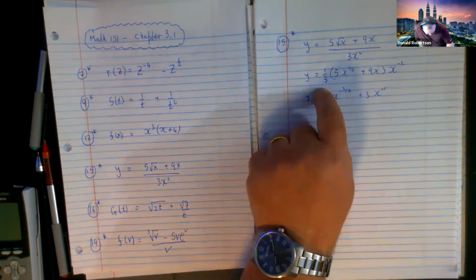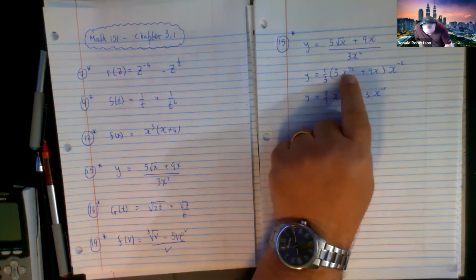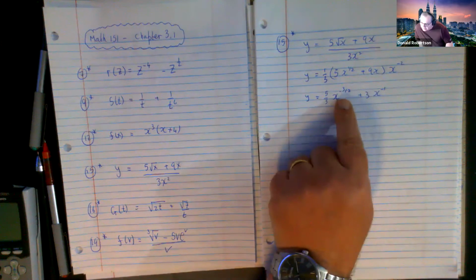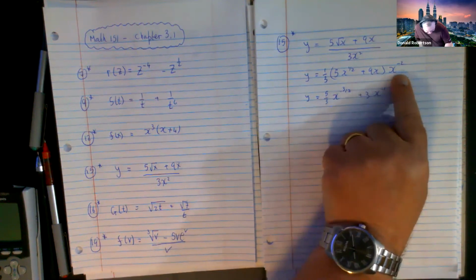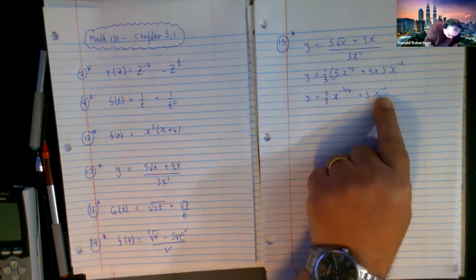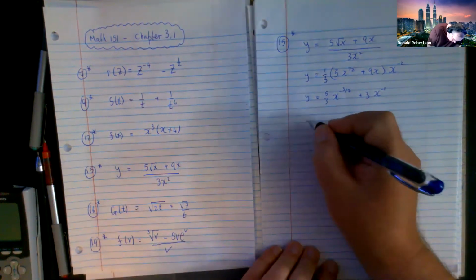Check it again. 1/3 times 5 is 5/3. And x to the half with this guy gives you -3/2. A third times this gets you 3. And x times that guy, -1. I can now differentiate.